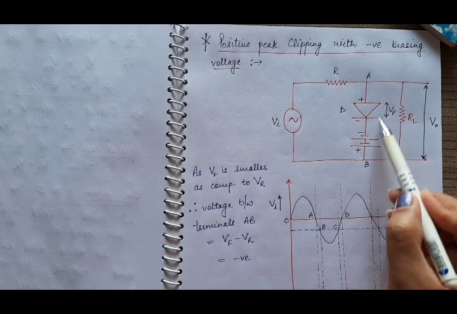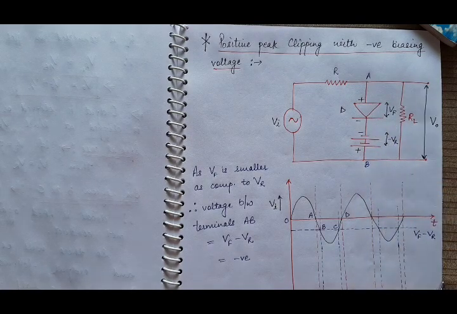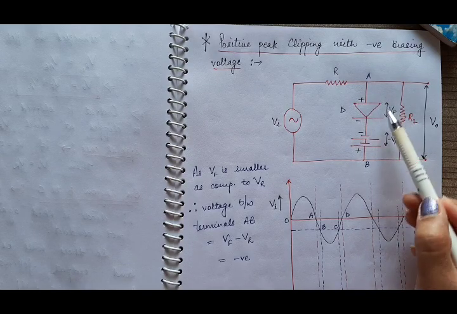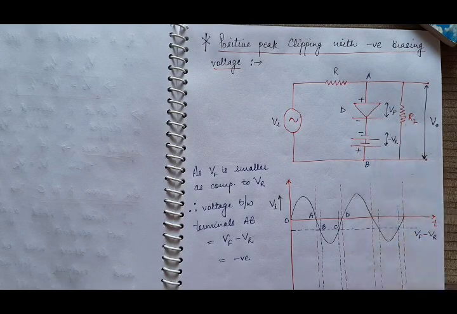And why is the polarity of the diode still the same? Because we are discussing positive peak clipping. In case of positive peak clipping, the polarity of the diode is like this: the P part is upward and the N part is downward.